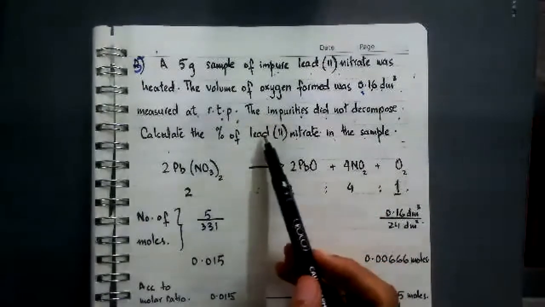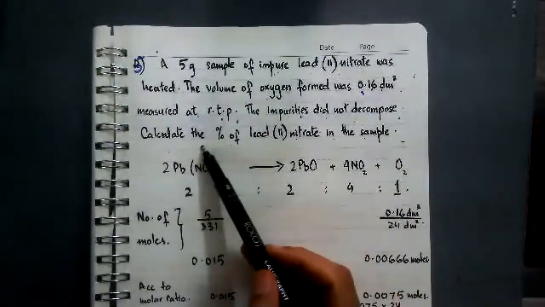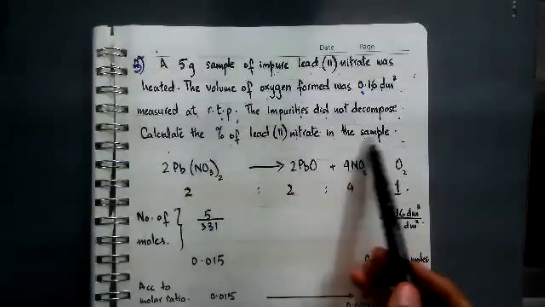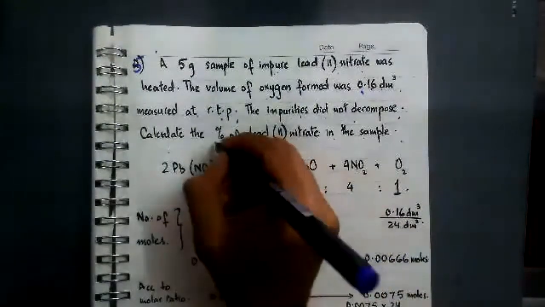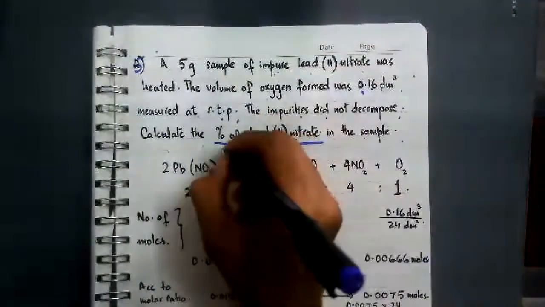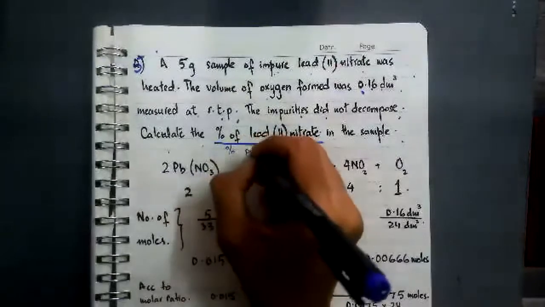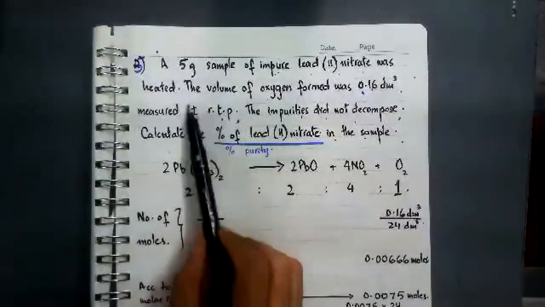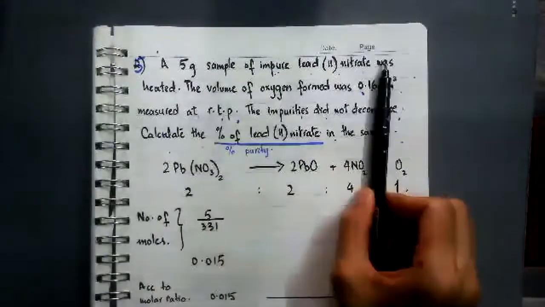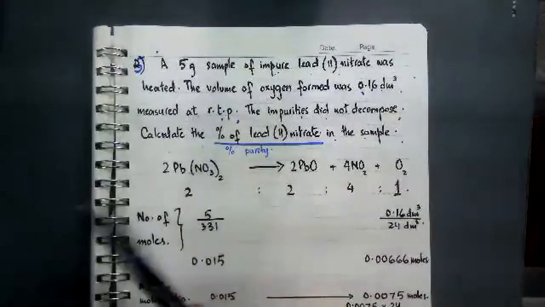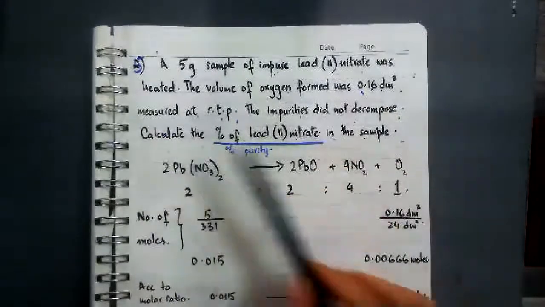So this is the same as percentage purity, when we have to calculate the percentage of a pure substance in the sample. They can either ask you to calculate the percentage of the pure substance, or they can ask you to calculate percentage purity, same thing. So again, the first step is to write the chemically balanced equation.